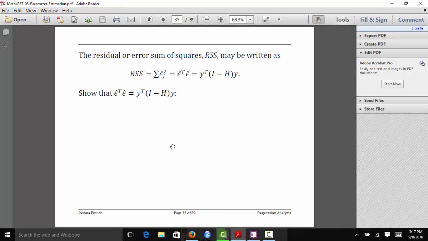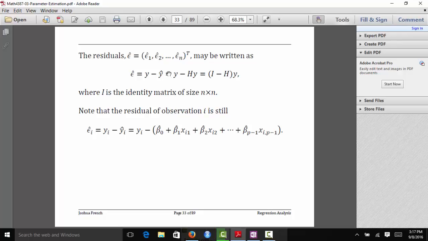So now we want to show another identity. We're going to look at the residual sums of squares, or RSS. The residual sums of squares is just the sum of the squared residuals. And in matrix form, that's just epsilon hat transpose epsilon hat. And we want to show that epsilon hat transpose epsilon hat is equal to y transpose I minus h y. So we're going to have to use some of the identities related to epsilon hat and some of the things that we just learned to show this. Just to remind you, we said that epsilon hat could be written as I minus h times y, and we're going to use that in our proof here.